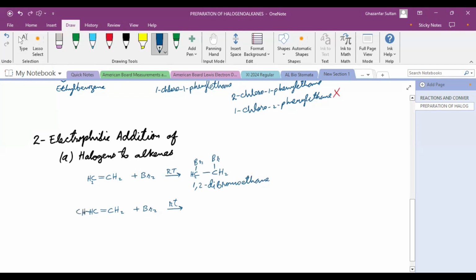And this is the propene, and from propene you will obtain 1,2-dibromo propane, or if there is chlorine, then you will produce 1,2-dichloropropane.